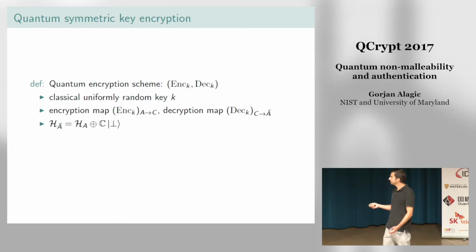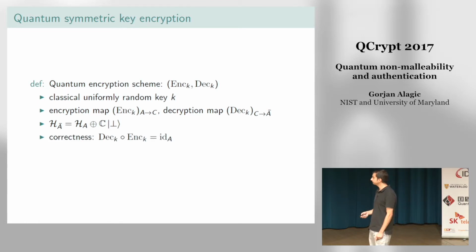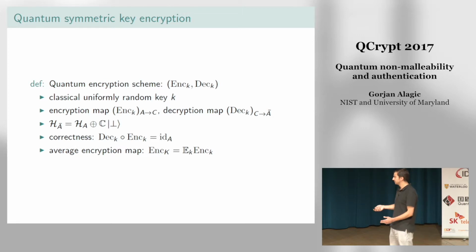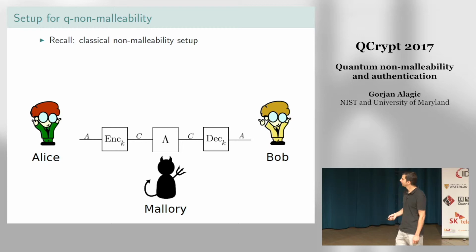The decryption map will be a little different. It'll map the ciphertext to this slightly enlarged space A bar, which is just the plaintext space together with a reject symbol. So this gives us the option of rejecting a proposed ciphertext. Okay, and of course, correctness should mean that if we compose these things with the same key, we should get the identity map on the plaintext space. And at some point in the next few slides, I'll also need this average encryption map, which just says, pick a key at random and encrypt with it, and then look at the expectation of this map. Okay?